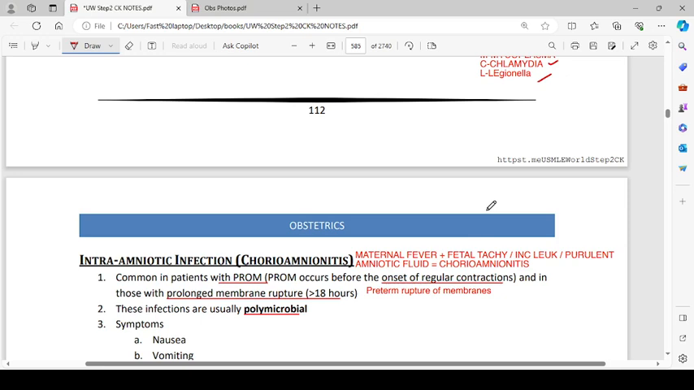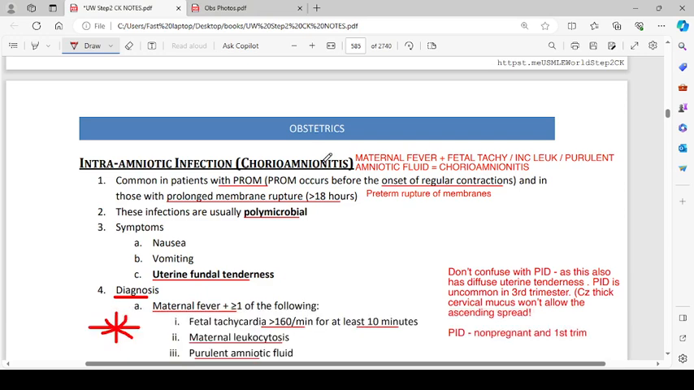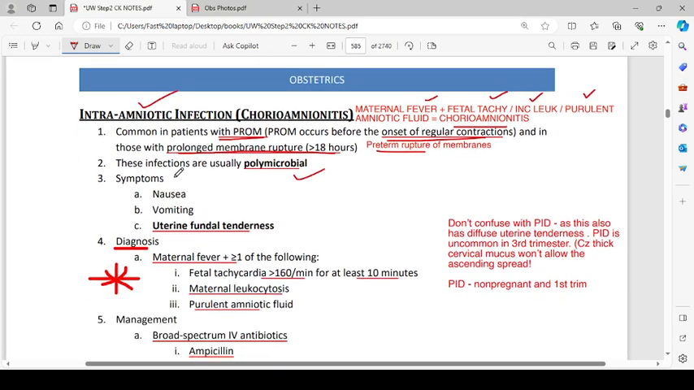Okay, so intraamniotic infection or chorioamnionitis. Maternal fever plus fetal tachycardia and increased leukocytes. Purulent amniotic fluid is diagnostic of chorioamnionitis. Common in patients with premature rupture of membranes (PROM), which occurs before the onset of regular contractions, and in those with prolonged membrane rupture for more than 18 hours, they can develop intraamniotic infection or chorioamnionitis. These infections are usually polymicrobial. Symptoms are nausea, vomiting, and uterine fundal tenderness.